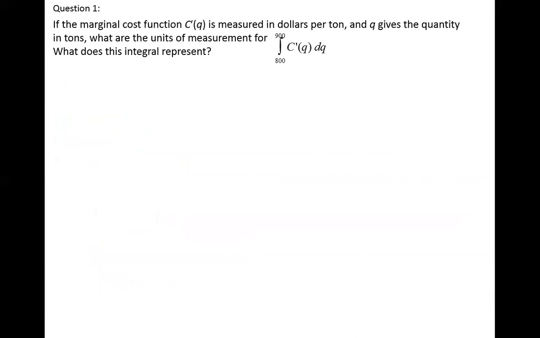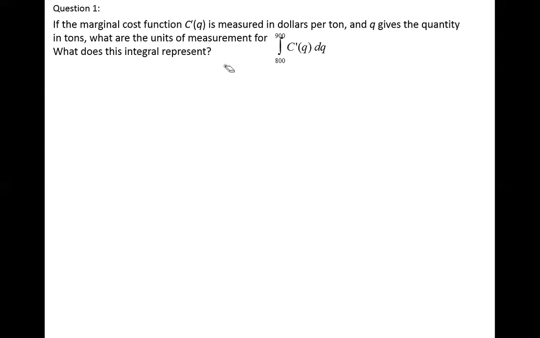Question number 1. If the marginal cost function C prime of Q is measured in dollars per ton, then Q gives the quantity in tons. What are the units of measurement of the definite integral from 800 to 900 of C prime of Q dQ? And what does this integral represent?